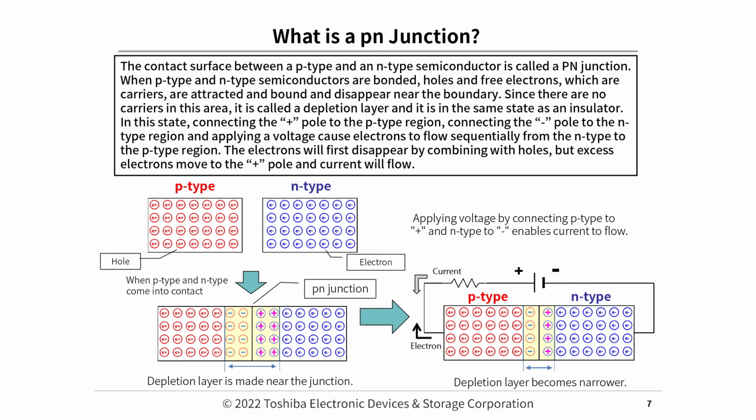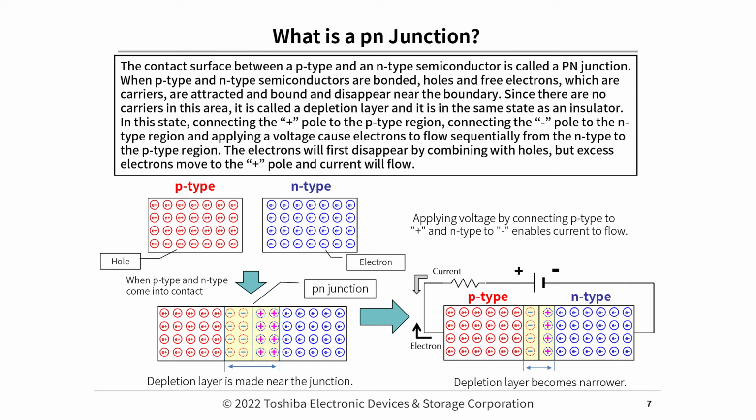What is a PN junction? The contact surface between a P-type and an N-type semiconductor is called the PN junction. When P-type and N-type semiconductors are bonded, holes and free electrons, which are carriers, are attracted and bound and disappear near the boundary. Since there are no carriers in this area, it is called the depletion layer and it is in the same state as an insulator.